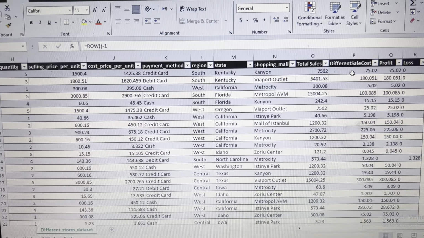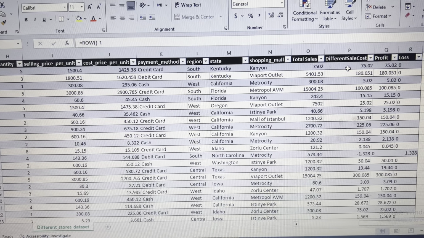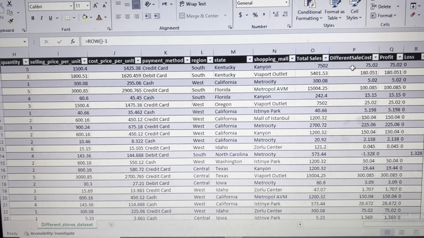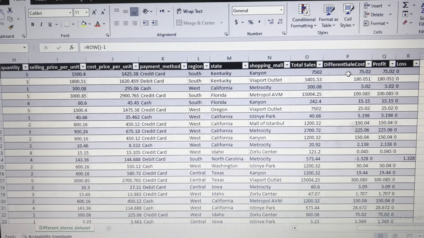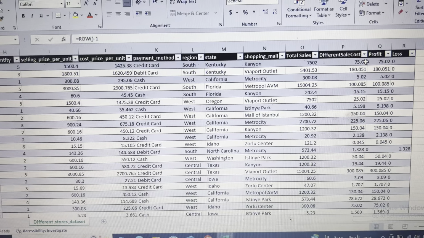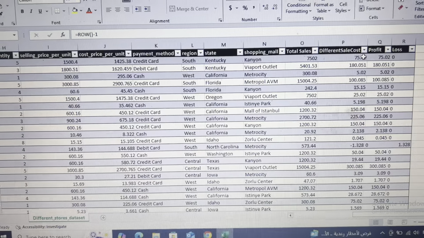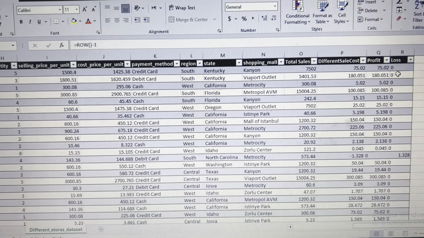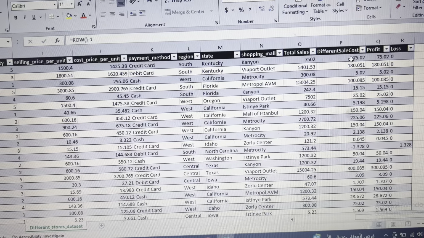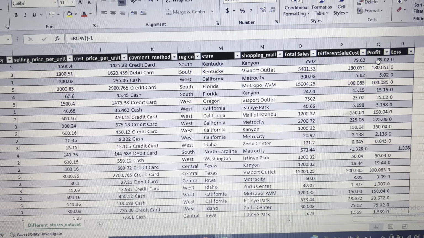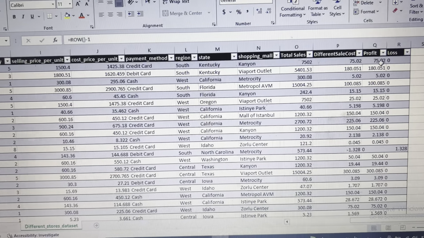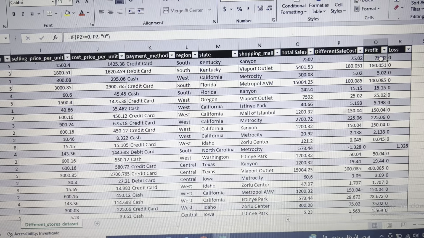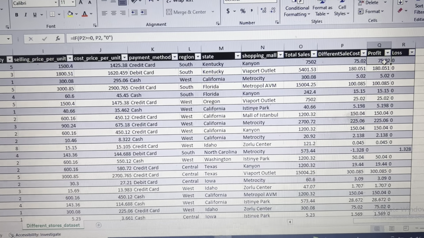If the different sale cost is positive, then you have won money from this transaction. This is called the profit. But if it's negative, then you lost money, and this is the loss. So as you can see, depending on the different sale cost, I added 2 more columns, which are the profit and the loss. The profit I added with this formula.